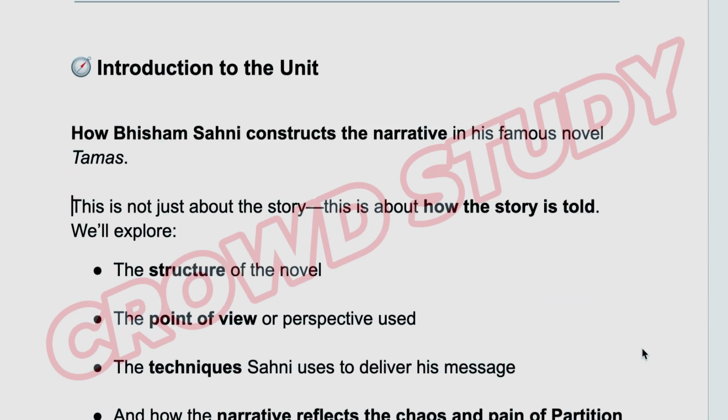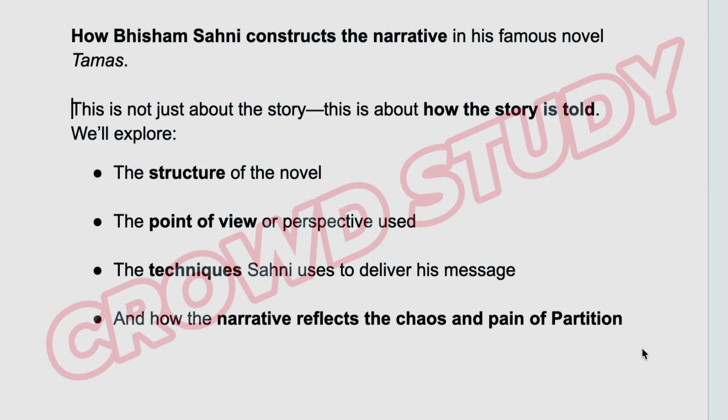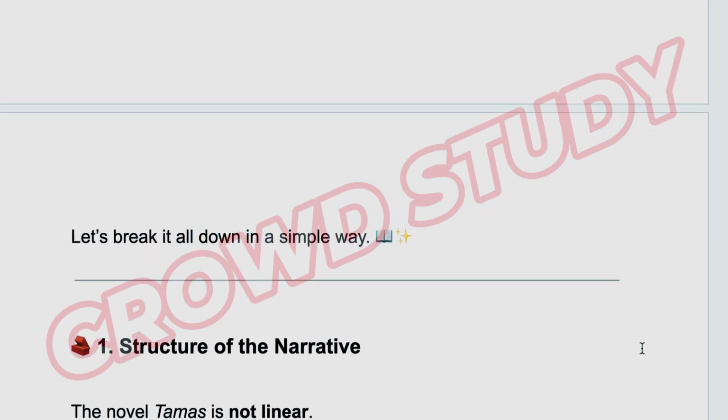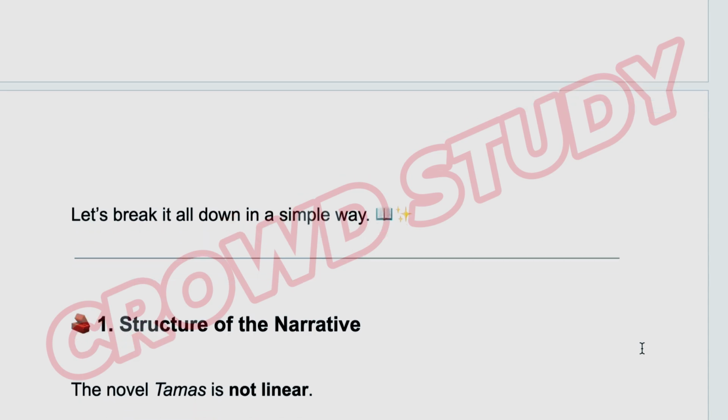Bhisham Sahni constructs the narrative in his famous novel Tamas. This is not just about the story, this is about how the story is told. In this video, we will explore some points like the structure of the novel, the point of view or perspective used in this novel, the techniques Sahni uses to deliver his message, and how the narrative reflects the chaos and pain of partition. Let's break it all down in a simple way.